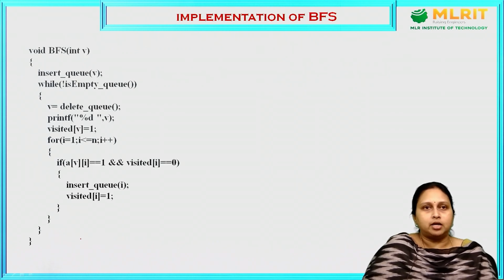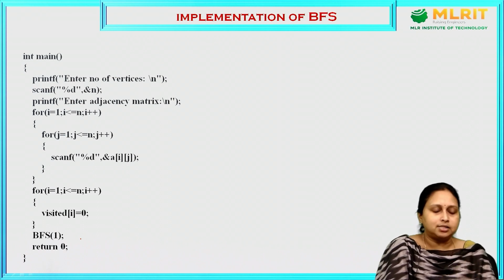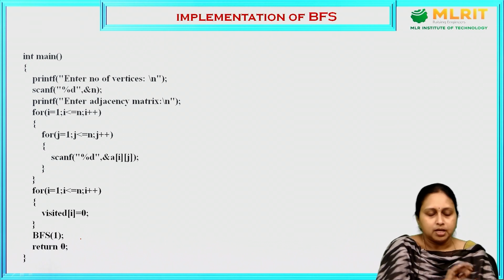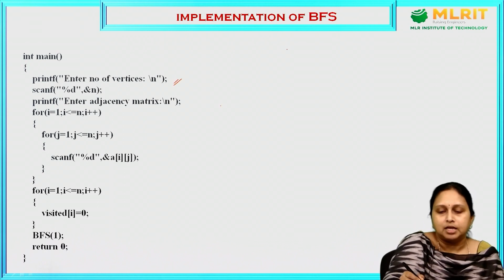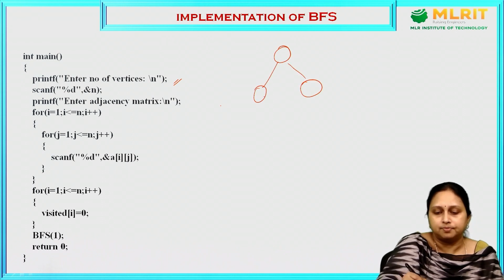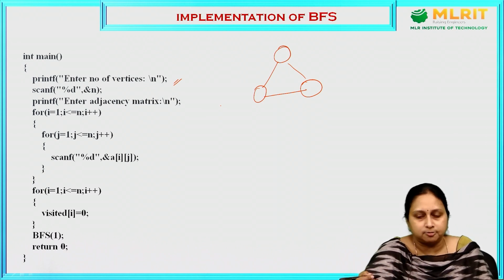Now you need to understand this concept mainly. We will discuss how it is going to work, but before working on the BFS, let us see what we are going to do in the main function. Here, first we need to enter the number of vertices. Consider this is a graph with 3 vertices, and we need to take the adjacency matrix.